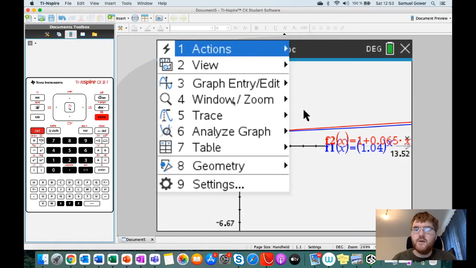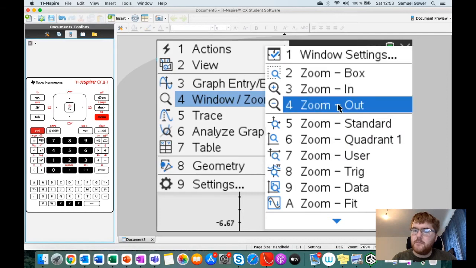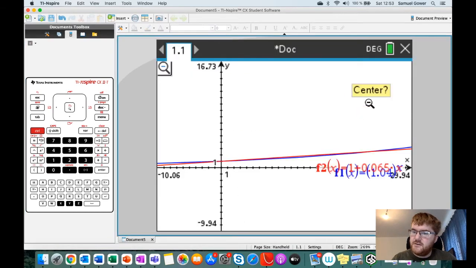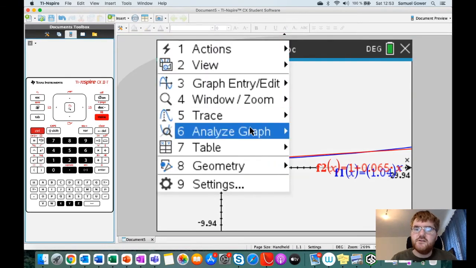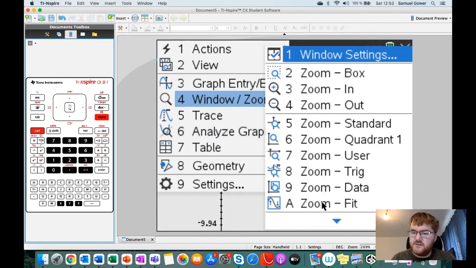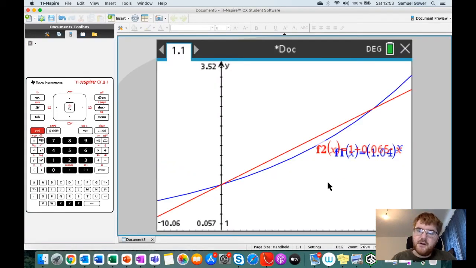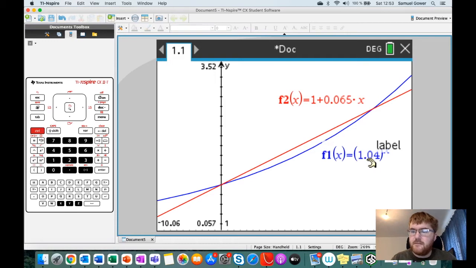So I'm going to use the window zoom out button here. And notice I'm going to zoom out until they both cross. Now we still can't see really what's going on too well. So we can also use a function called zoom fit, which is also very helpful. And this is a much easier way of seeing what's happening to the two functions. So remember, the red model represents the simple interest. The blue model here represents the compound interest model.